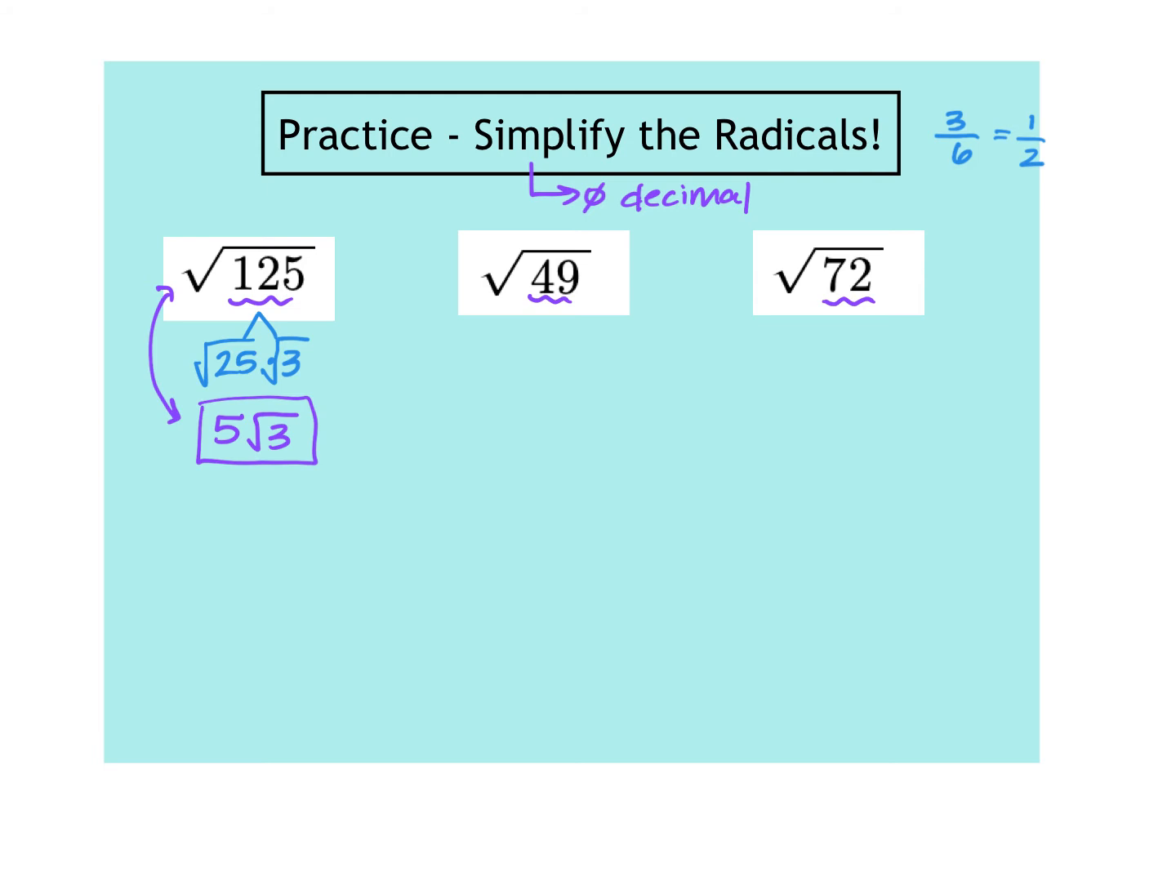Taking a look at the next one, square root of 49. 49 is itself a perfect square, so I can simplify that down into a 7. 72 is not a perfect square, so again I'm going to have to look for factors of 72 that are perfect squares. And I want to look for the biggest perfect square possible. 72 breaks down into 36 times 2. Square root of 36 is 6. So my simplified expression is 6 square roots of 2. Always want to leave our answers in exact form, but as simplified as possible. No decimals, no rounding.